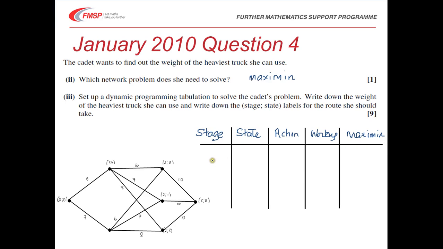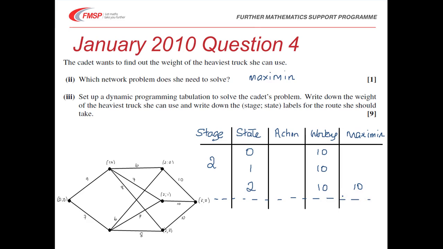So stage 2, there are 3 states, 0, 1 and 2, and it doesn't matter which of those, which action we use, they all have to use this bridge which has a weight limit of 10. So at this stage our maxi-min is 10. So that would be the first sort of the start of our table, if you like.